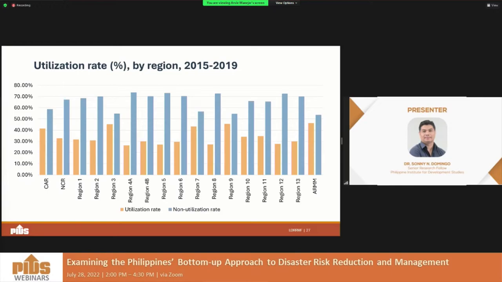You have here a presentation of the utilization rates by region, and the story is also consistent. If you're looking at the orange or peach color bar, the utilization rate really is very low, and it's consistent from the richest region, which is NCR, to the poorest, which is DRRM. So you have here really a scenario wherein we can do a lot in terms of benefiting from current resources already in the hands of our local governments.